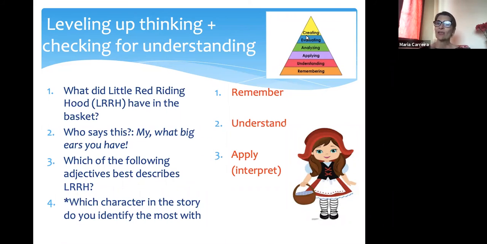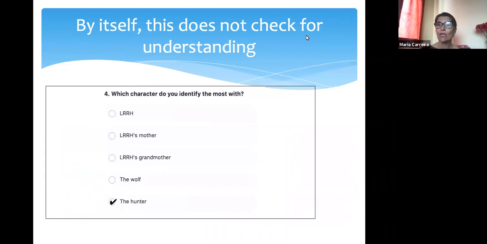The third question involves applying or interpreting the character's words or actions to find an adjective that applies to them. And finally, the fourth question involves analyzing or comparing, identifying with a character. You will notice that the fourth question has a little asterisk. The reason for this is that I want to point out that this question by itself does not check for understanding. For instance, I could check off the hunter as being the character I am most identified with.